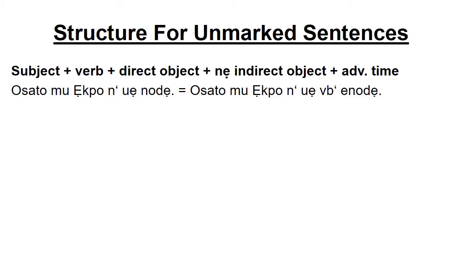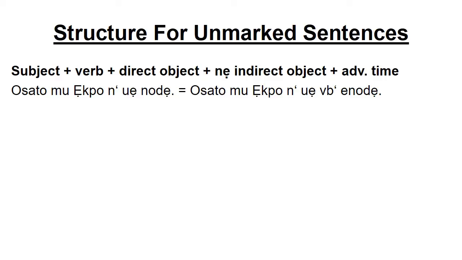So here we have a sentence, Osato, which is a female name. Osato mue bo nue no de. So Osato mu ekbo nue ne. The nue is the indirect personal pronoun, and it serves like the indirect object here. Then there is the adverbial phrase of time. So it's the same thing.